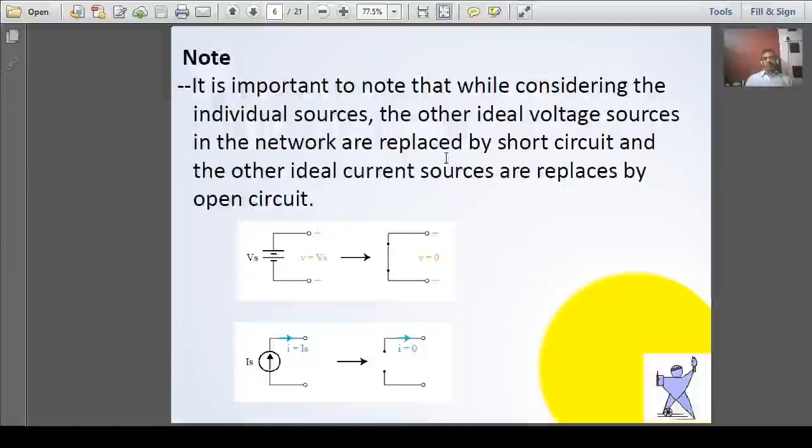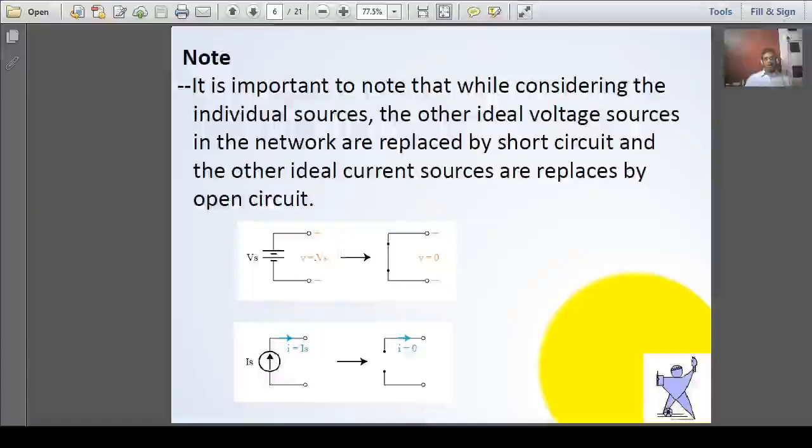As we know, the internal resistance of an ideal voltage source is 0. Therefore, all the voltage sources will be replaced by a resistance 0, means all the voltage sources will be replaced by short circuit. Similarly, you know the internal resistance of an ideal current source is infinite. Therefore, all the current sources when replaced will be replaced by an infinite resistance, means all the current sources will be replaced by an open circuit.